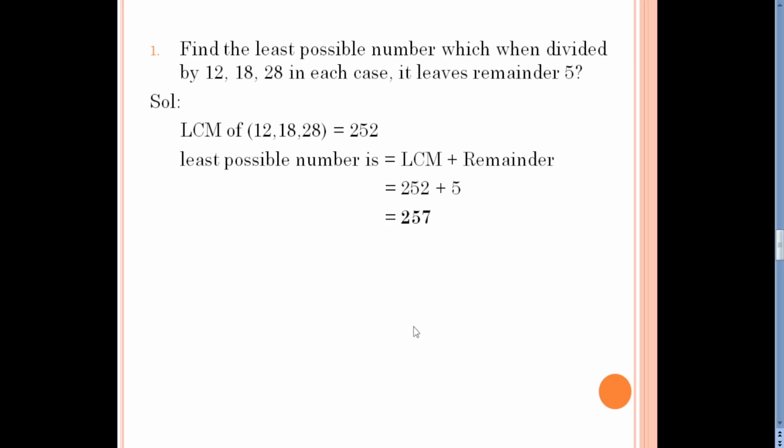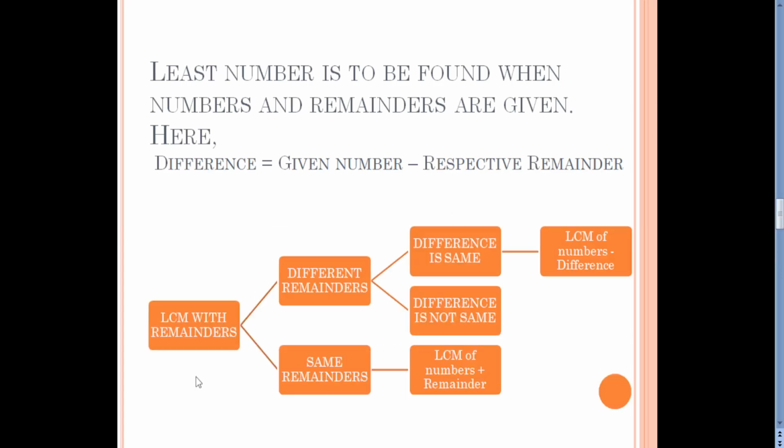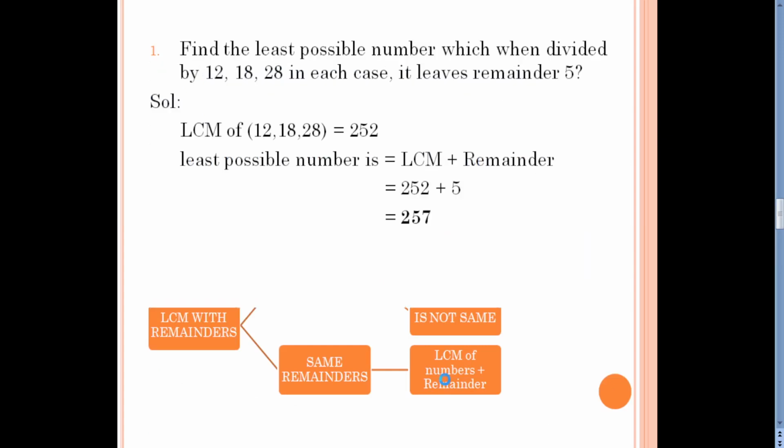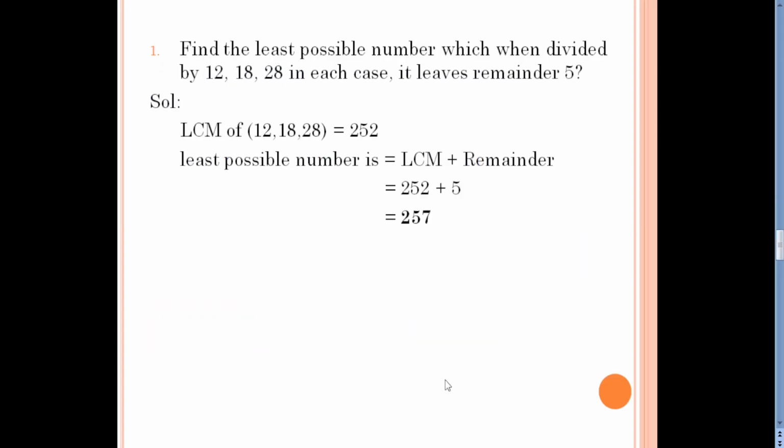Find the least possible number which when divided by 12, 18, 28 in each case leaves remainder 5. Here the same remainder is there, right? So it leaves remainder only 5. So what is the formula for same remainders? LCM of numbers plus remainder. Here we are not putting in any extra effort. That means we can directly add the remainder. So first of all, let us find the LCM of 12, 18, 28.